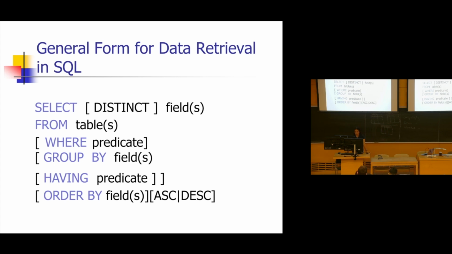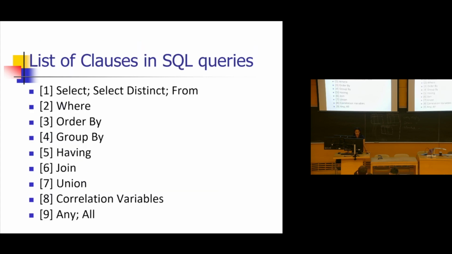You can sort your column based on that. These are the different clauses that we have, like select distinct, where, order by, group by, and so on. These are everything that we cover in this class and next class. What is the difference between select and select distinct?